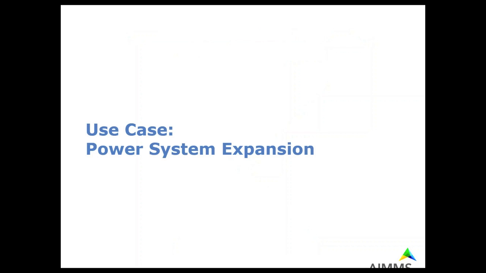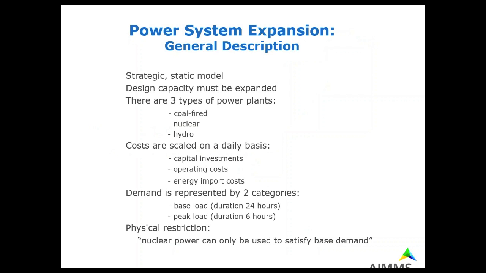So let me introduce the simple use case that I will use during this webinar. It's in the field of power system expansion. This is a strategic static model where we have three types of power plants: coal-fired, nuclear, and hydro power plants. And the problem is to invest in new capacity for the power plants. So we have to deal with capital investments, but at the same time we also have to take into account what would be a typical pattern of load demand.